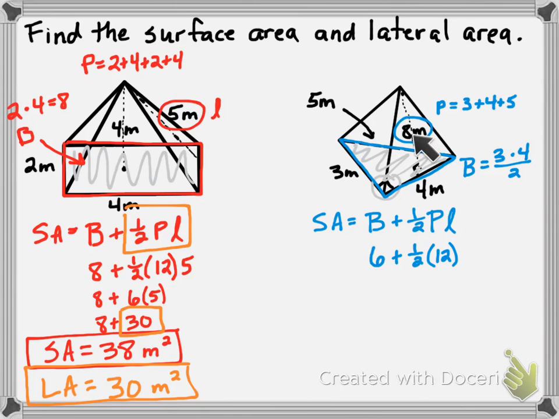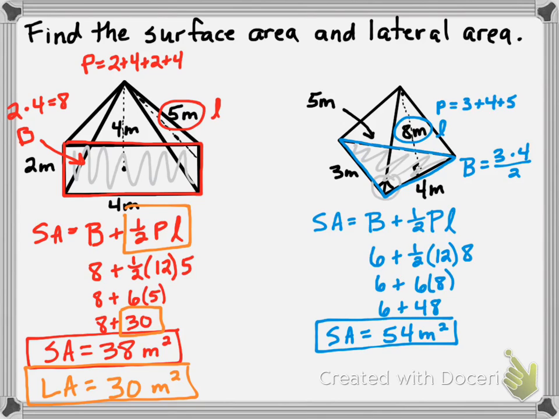The 8 is the slant height because notice it goes all the way to the side. They don't give you the regular height on this because otherwise the dotted line would stop in the middle of the triangle. This one comes to the side, so it's the slant height. So my slant height is 8. That gives me 6 plus 6 times 8, because half of 12 is 6. So I have 6 plus 48. So the surface area is 54 meters squared.